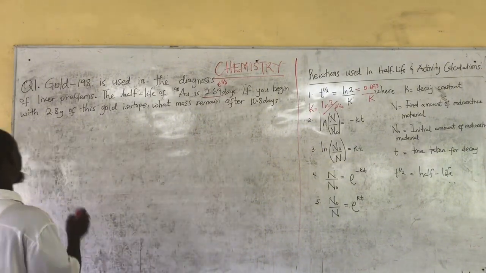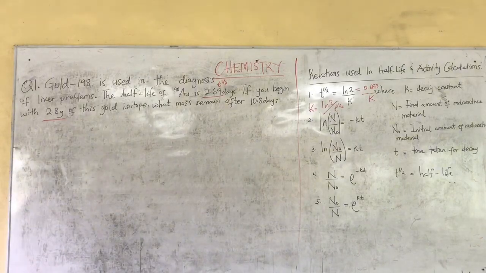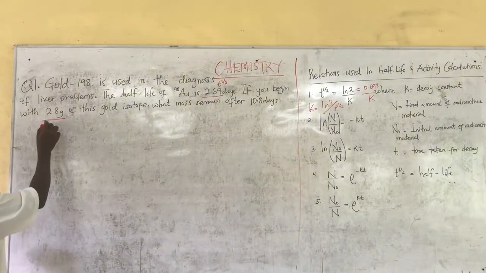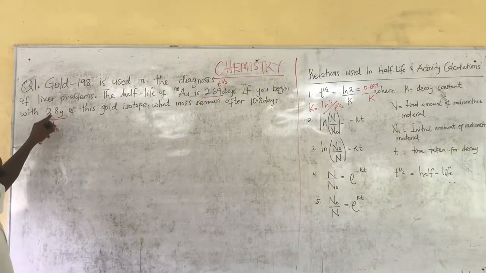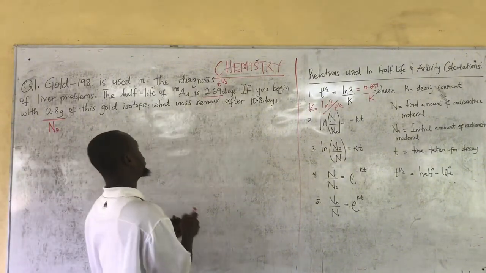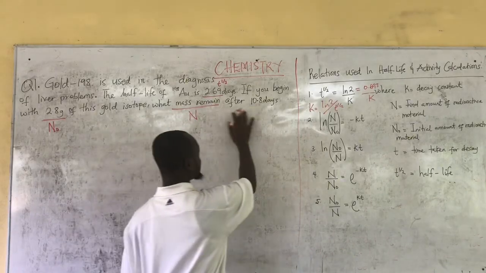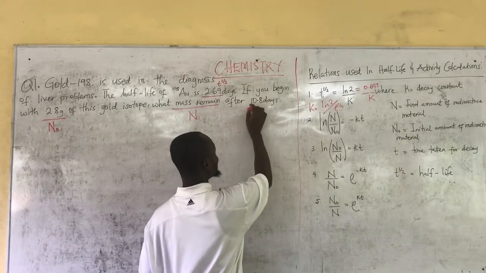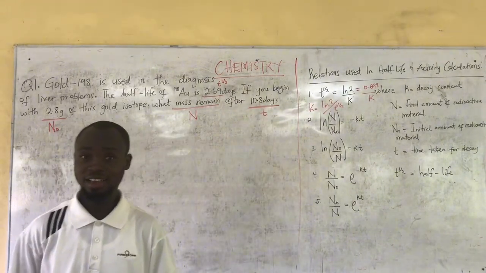If you begin with 2.8 gram, so the 2.8 gram indicates the what? The initial amount. And the initial amount we know is denoted by the N naught. Is that okay? If you begin with 2.8 grams of this gold isotope, what mass remains? So what mass remains? The mass that remains is N after 10.8 days. The 10.8 days here indicates what? The time T. Is that okay?